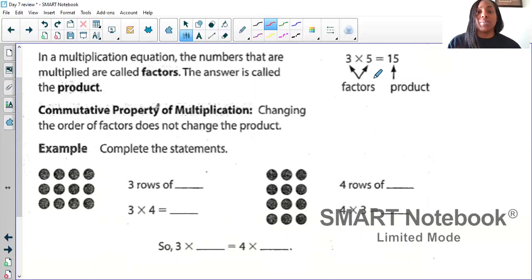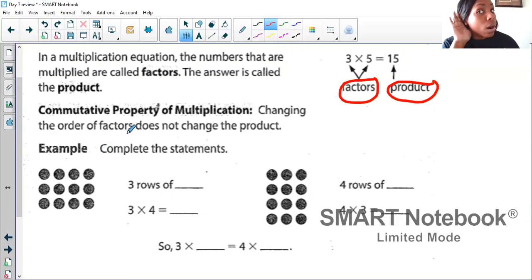So in a multiplication equation, the numbers that are multiplied are called factors. So we take a look at this right here, factors. And the answer is called the product. Very good. So the commutative property, the switcheroo, changing the order of factors does not change the product. So it doesn't matter which order we solve them in, we will still get the same product, still get the same answers.